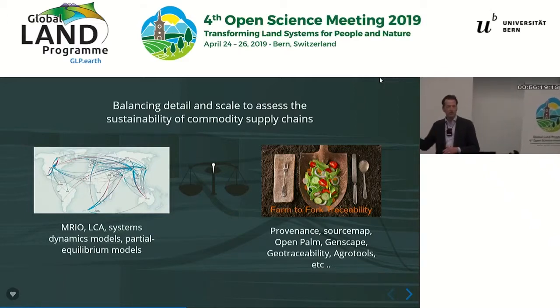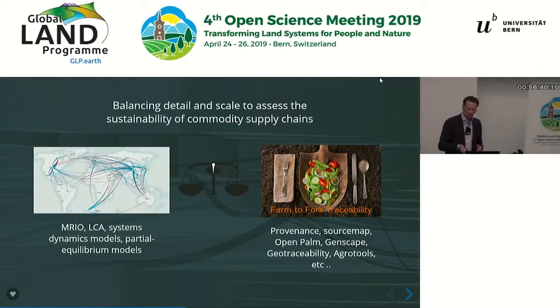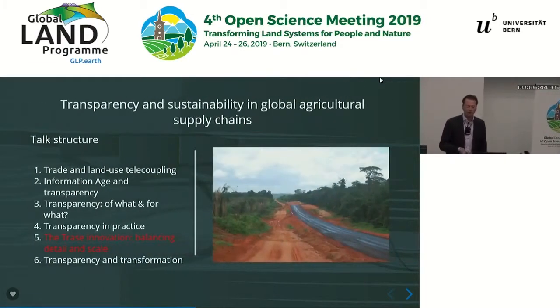And on the other end of the spectrum, there's been a cottage industry, a boom in the growth of companies that promise the world, that provide very detailed farm-to-fork traceability for your supply chain. But if we're interested in sustainability outcomes, we don't care about your supply chain. We care about solutions on the ground. So our focus has been in this middle space. How can we balance scale and resolution?